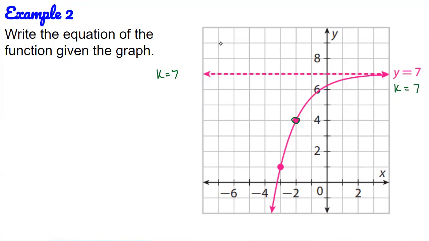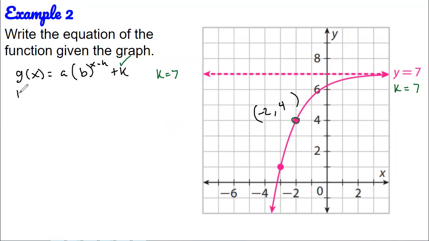So here's my general form. g of x equals a times b to the power of x minus h, plus k. So we already have K. We need A, B, and we need H. Okay, now we're going to look at the first reference point. Let's look at the coordinates. My coordinates are -2 and 4.